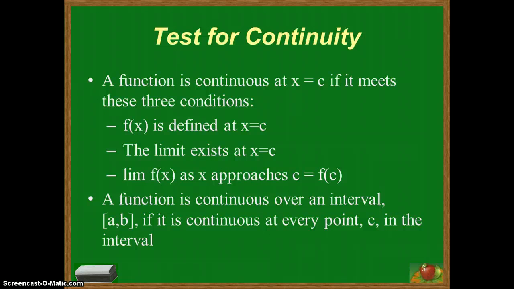The test for continuity is simple. We would say that a function is continuous at c, x equals c, if it meets these three conditions. f of x is defined at c. The limit exists at x equals c, and the limit of f of x as x approaches c equals f of c. We would say this function is continuous over the interval if it meets these conditions for every point c in the interval. Okay? So for those three conditions, if any one of them fails, then the function would not be continuous at that point. We would say it would be discontinuous.